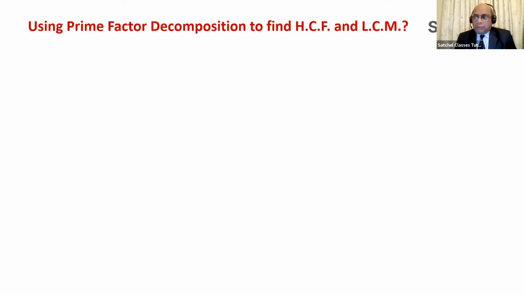Well, now how do we use prime factor decomposition to find HCF and LCM of numbers? Okay, let's have a look at that. So the example is find the HCF of 18 and 24. Although the question says find the HCF, we'll also find the LCM. It's like shooting two birds with the same stone. Okay, we find HCF and LCM in one go. Let's see how this can be done.